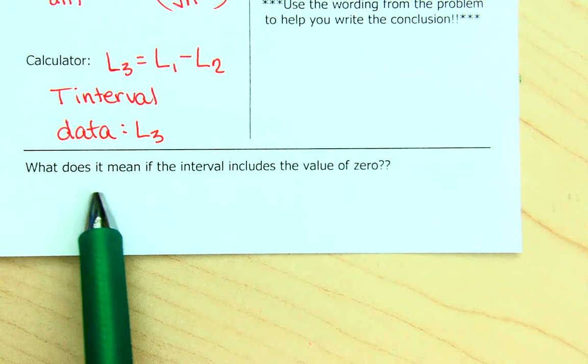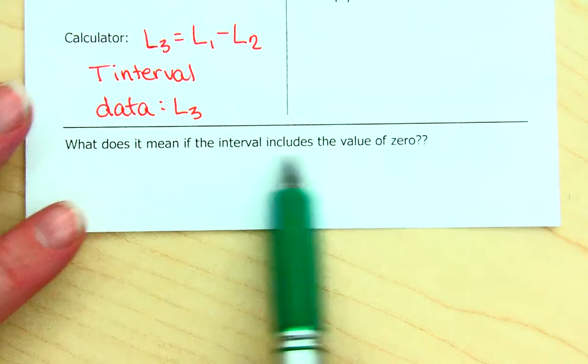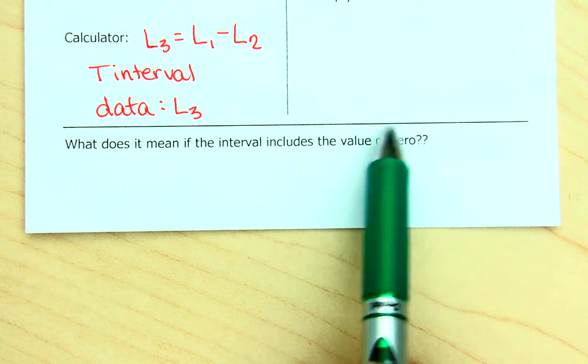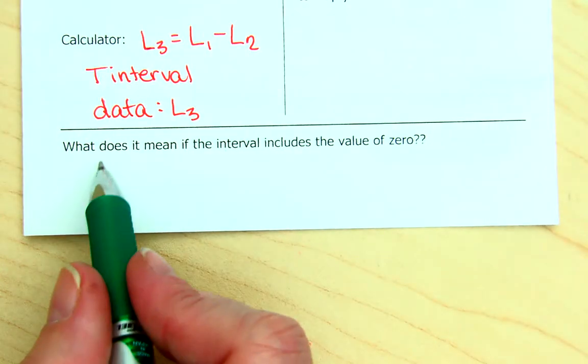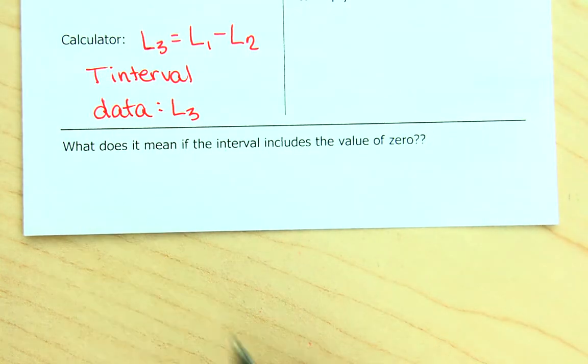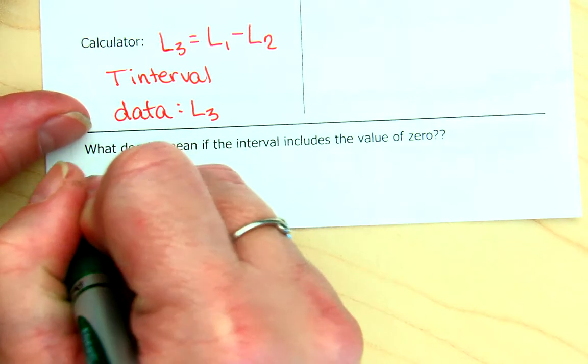So, when we're looking at an interval, what does the value of 0 tell us? If it's included or if it's not included? What does that tell us about our true mean difference? Okay. Exactly. Now, we're going to fit kind of a lot in here, so write small. Don't start by writing little or big.